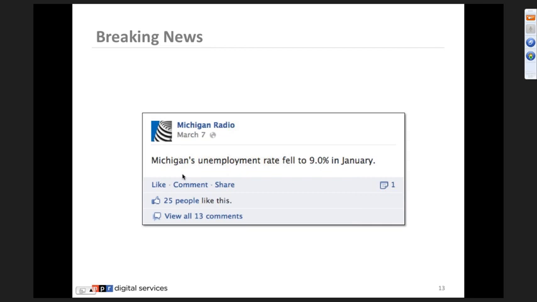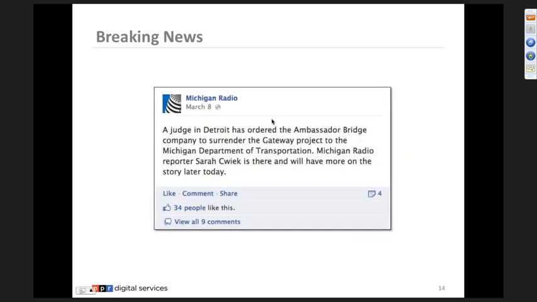Okay, so you can do this one sentence breaking news online. In social media too, this is Michigan Radio's Facebook page. Unemployment is a big deal in Michigan, and so they just write this one sentence to let people know that their unemployment rate fell. They break a lot of news on their Facebook site, partly because they have a big audience there. They have more than 13,000 likes. That's nearly double what they had a year before, but they know to converse with the audience online, so they feel comfortable breaking news like this.